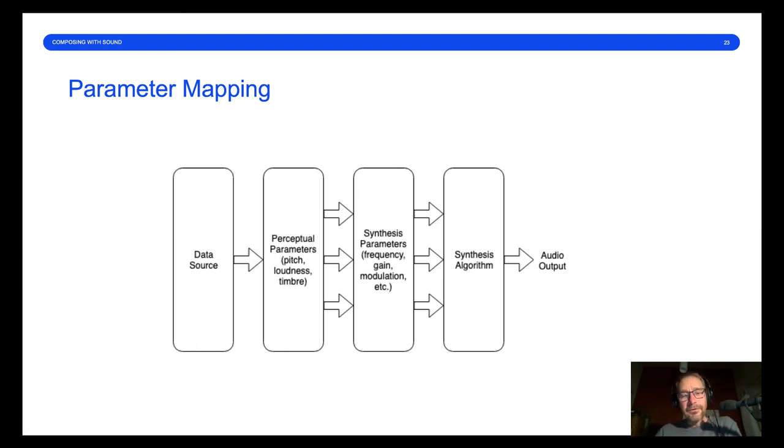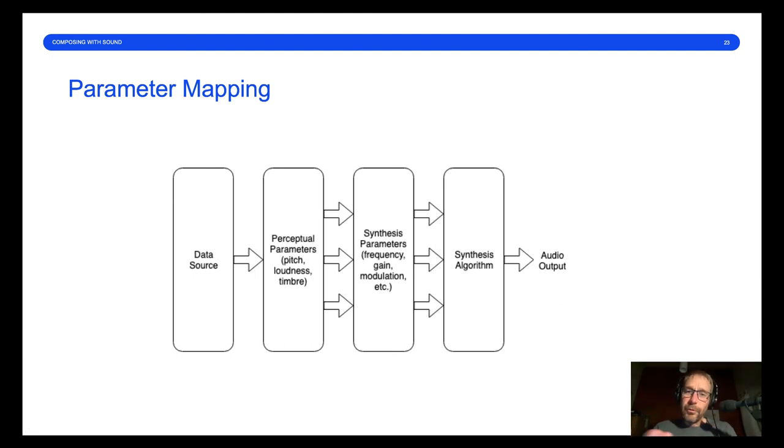So one sophisticated approach to data mapping takes the values in the data source and maps them to some intermediate representation of a perceptual parameter, something that we can perceive in sound. So that might be pitch, or it might be timbre, or loudness. And we achieve those perceptual results by knowing how to control the parameters of our synthesizer, for example, frequency, modulation, gain, and various other parameters that might be in our synth, and have those parameters drive the synthesis algorithm itself to produce the audio output.